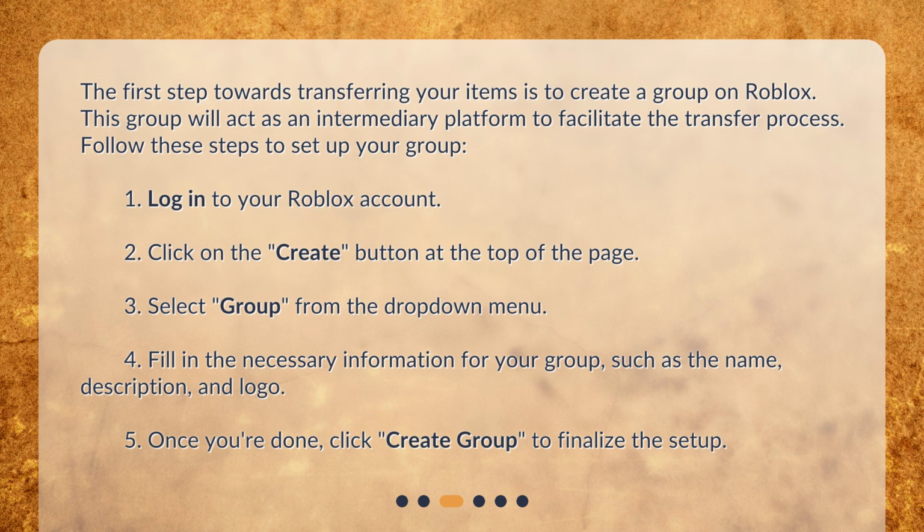1. Log in to your Roblox account. 2. Click on the Create button at the top of the page. 3. Select Group from the drop-down menu. 4. Fill in the necessary information for your group, such as the name, description, and logo. 5. Once you're done, click Create Group to finalize the setup.